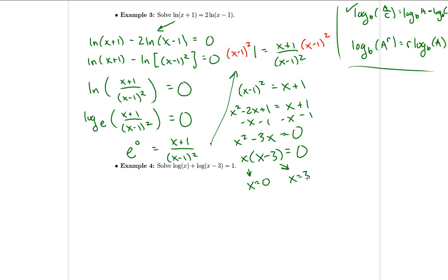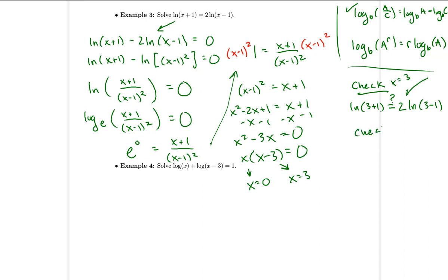All right, so do they work? Well, when we go to check this, if we plug in 3, we've got positive numbers on both sides. So that's going to check out. So that was checking x equals 3.